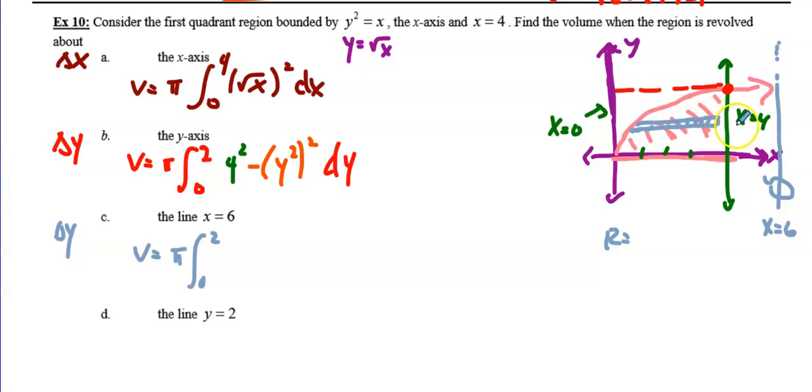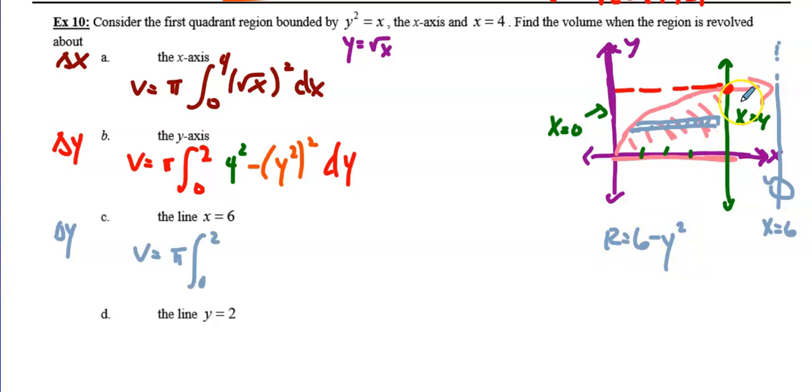So big R is going to be the distance from our curve to our axis of rotation. But remember, because we're in terms of y, it's always right minus left. So I want the right-hand curve, which is going to be 6, minus our left-hand curve, where our left-hand curve is going to be, again, y squared.